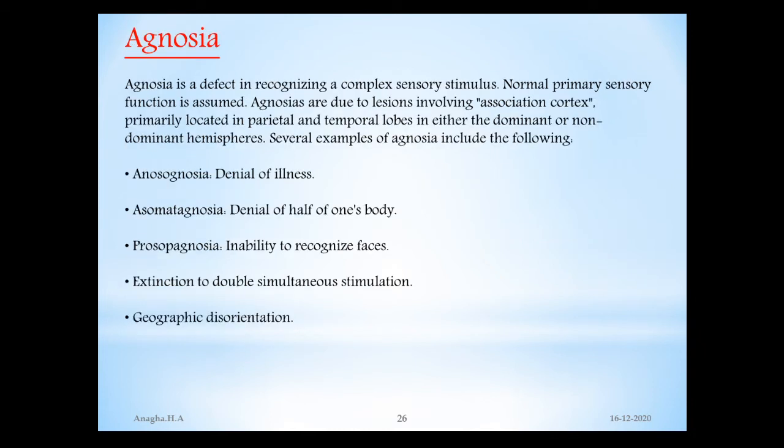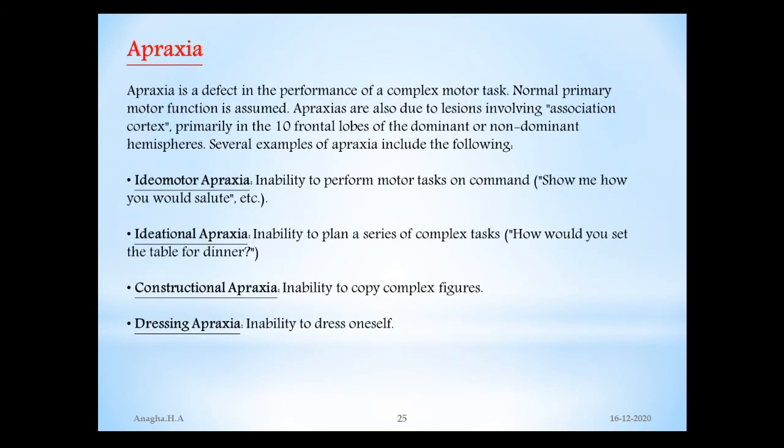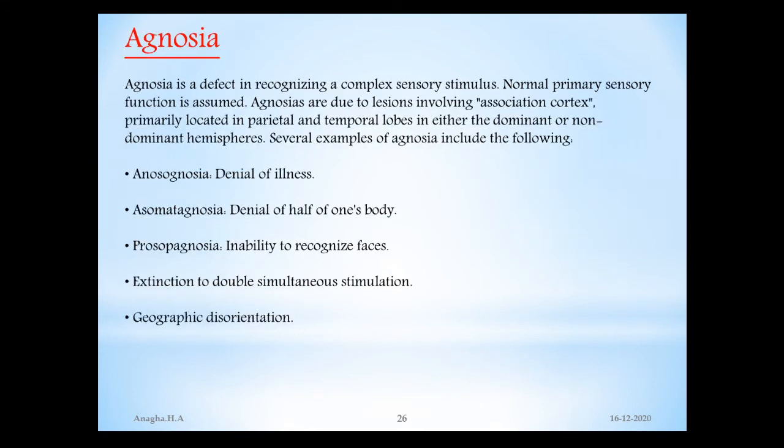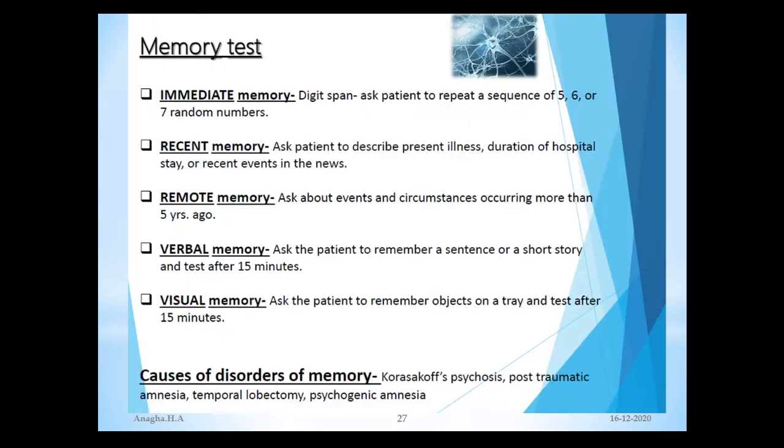So next one is agnosia. Agnosia is a defect in recognizing a complex sensory stimulus. Apraxia is a defect in performance of a complex task, but agnosia is a defect in recognizing a complex sensory stimulus. Here also there are some types.